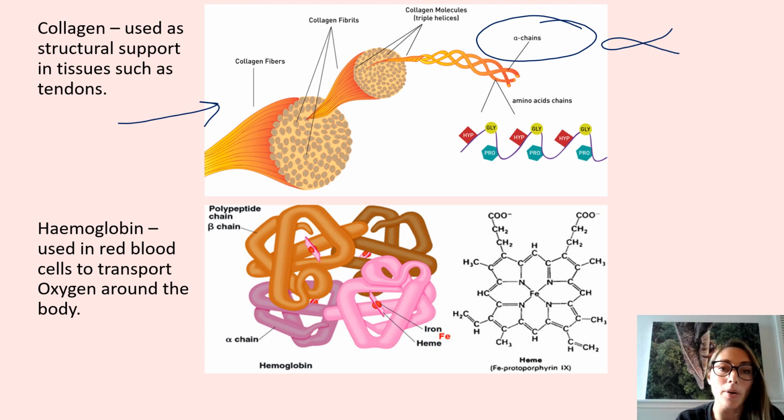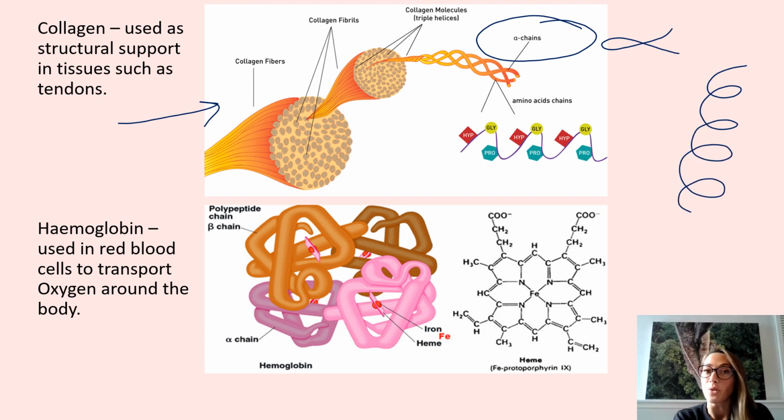So if you remember, we spoke about secondary structure last lesson, and one of the secondary structures is the alpha helix, and the alpha helix is a helix or coil of your polypeptide chain. So here in the collagen, you can see that the alpha helices are wound around each other. And you'll notice actually that there's 3 that are wound around each other in this collagen molecule.